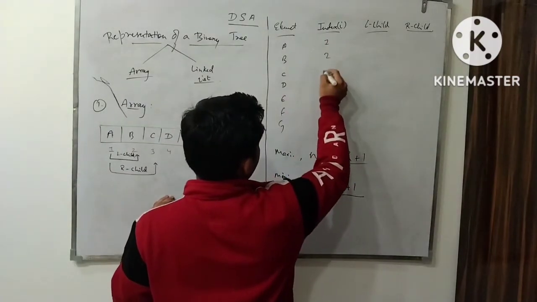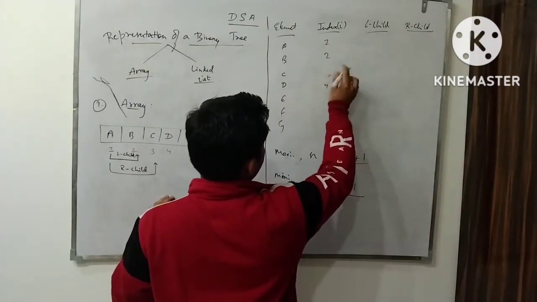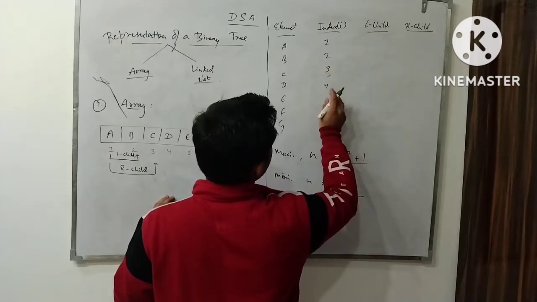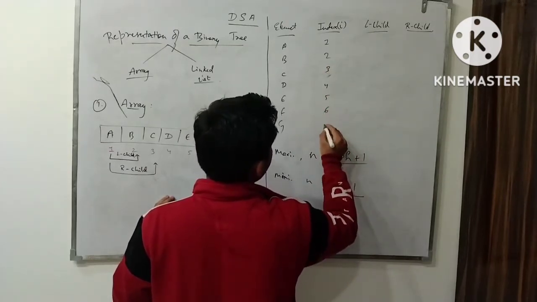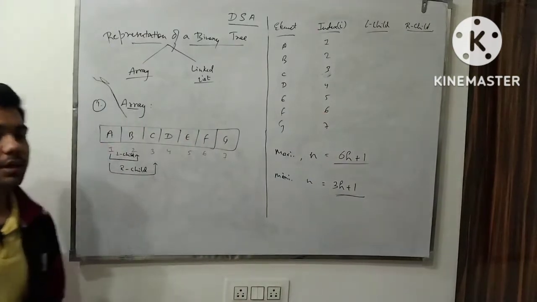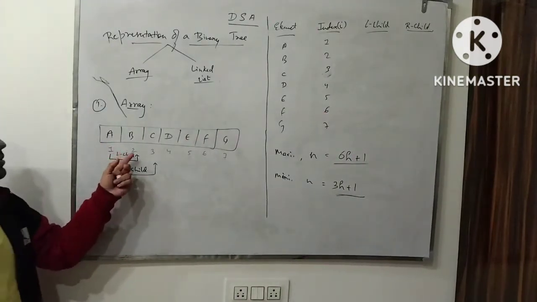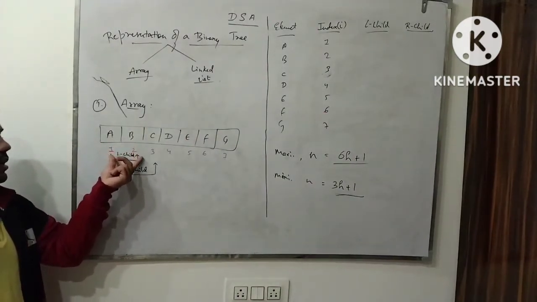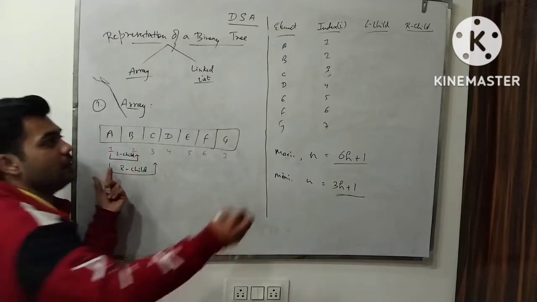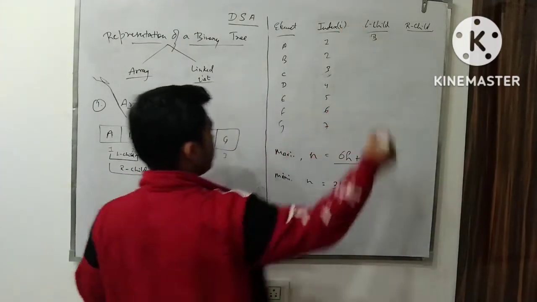A is at 1, 2, 3, 4, 5, 6 and 7. Okay, so who is the left child of this element A? Yeah, B. The left child is B.